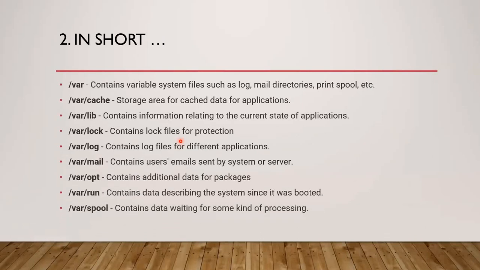In addition to this, there is var, which is supposed to have variable length files, and then var cache, which is supposed to have the cached data for applications. Then var lib, which is supposed to have the current state of your application with respect to the library file implementation. Then lock files, which are supposed to offer you different locks, and locks offer protection, obviously. Then we have the log files. Log files are supposed to vary. So as you can see, whatever is in the subdirectories inside var is supposed to vary with respect to time, because var contains all sorts of variable length files.